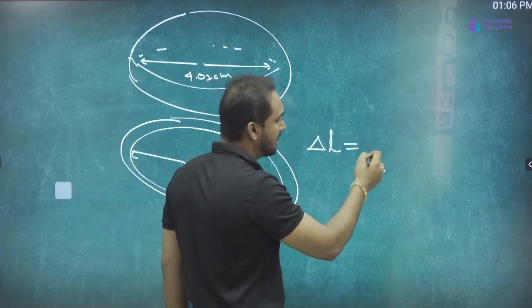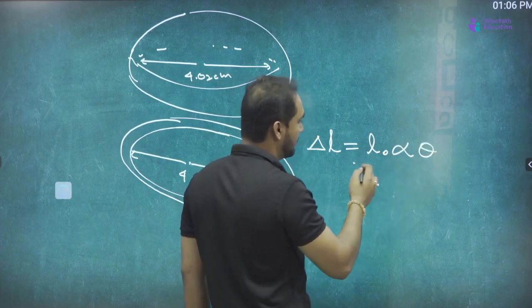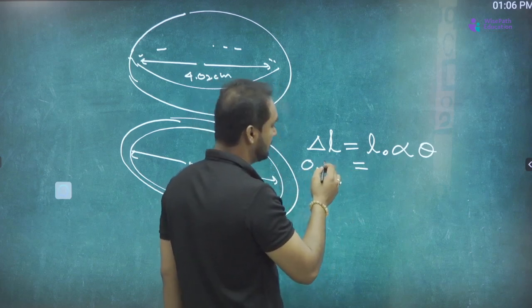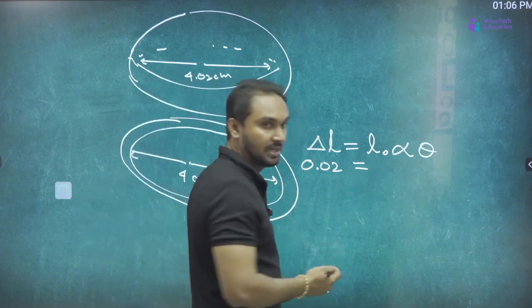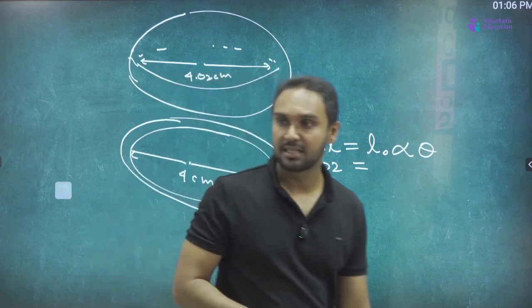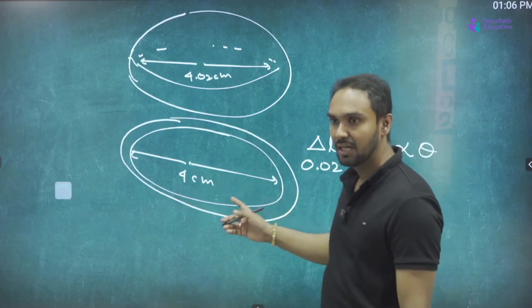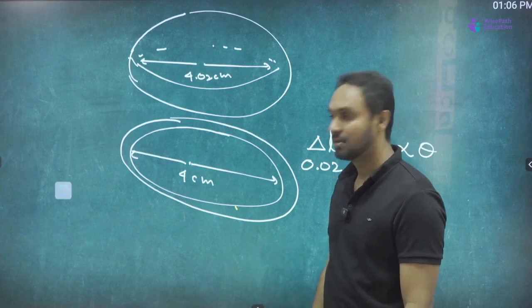Delta L equals L naught alpha theta, right? So delta L should be 0.02 centimeters. Initial length is how much? How much is the initial length? 4, because you are applying to the ring, no? The ring. 4.